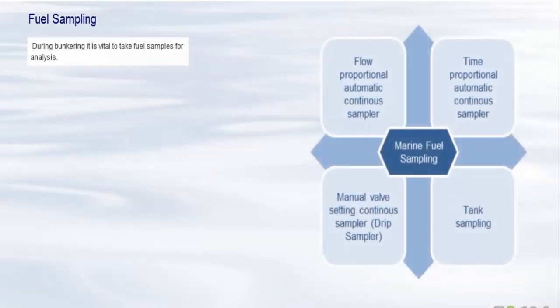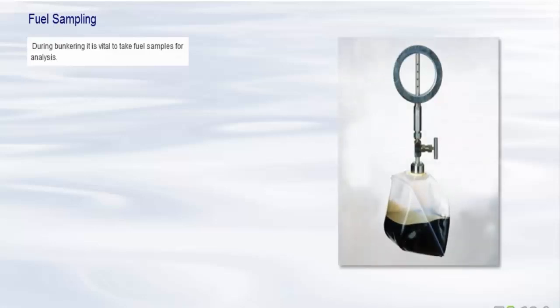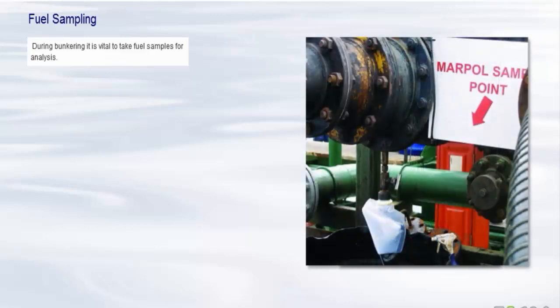During bunkering, it is vital to take fuel samples for analysis. This is done with special sampling equipment by one of 4 different techniques. The most common and economical is the third method, usually referred to as a drip-type sampler. With this type of sampler, a representative sample of the bunkering can be taken and sent for analysis. The sampling is done at the MARPOL sample point, which should be as close as possible to the point where the ownership of the fuel changes to the vessel.